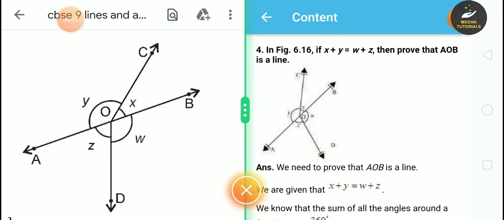Question number 4. In figure 6.16, if x plus y is equal to w plus z, then prove that AOB is a line.